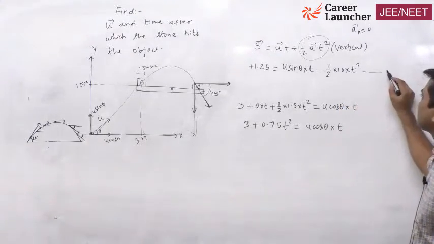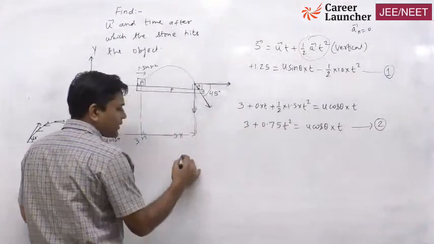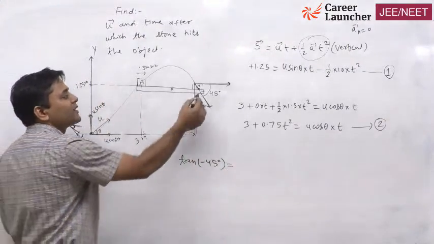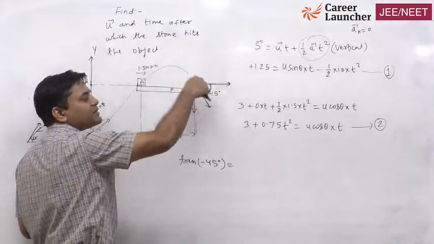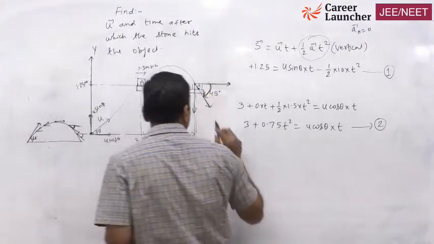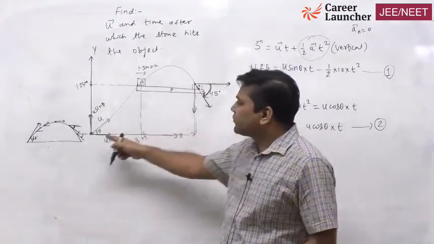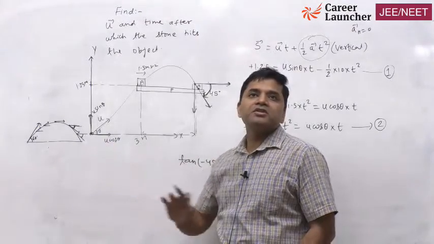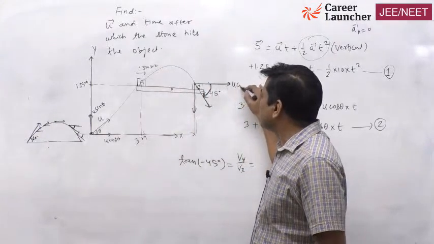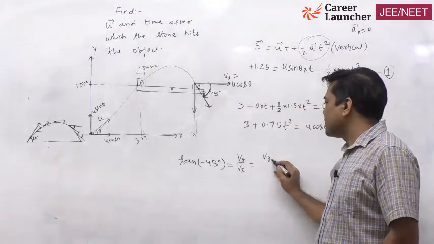Now the most important equation is the third one here. Tan 45 actually is tan minus 45. Why? Because it's in the clockwise direction. You can see from here to here it's clockwise. So it's minus tan 45. Anyhow, you know that it's vertically downward, that's why the minus sign. Vy by Vx. Here you know that in projectile motion, horizontal velocity does not change at all at any point. If it is u cos theta, at every point it will be u cos theta. So this will also be u cos theta. So this is Vx, Vx equal to u cos theta.